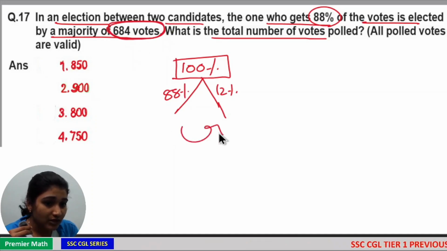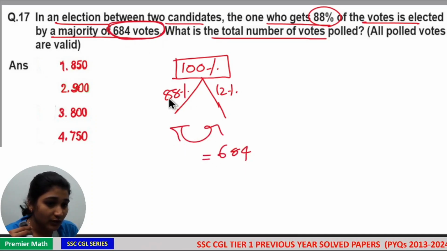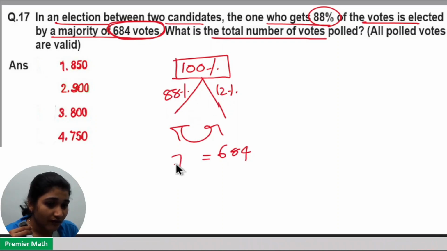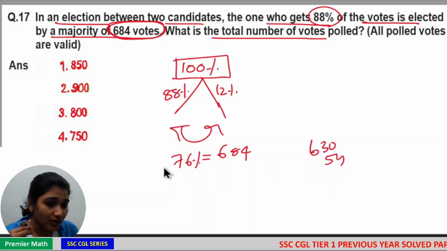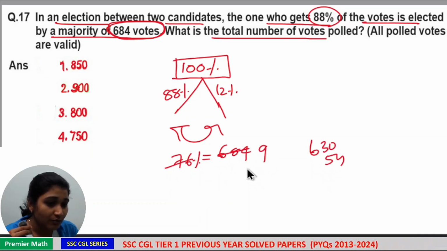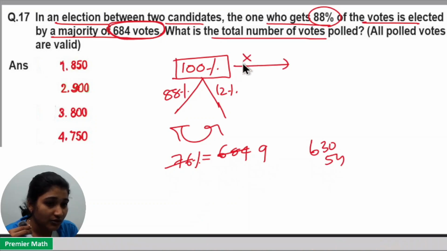Now, the candidate with the highest number of votes won by 684 votes. That is, the difference between these two candidates is 684 votes, which is equal to 88 minus 12%, which is 76%. So 76% is 684. 70 into 9 is 630 and 6 into 9 is 54, total 684. So 76 goes 9 times in 684, which means 1% is equal to 9 votes. Then 100% is the total votes, which is 900 votes. Option 2 is your answer.